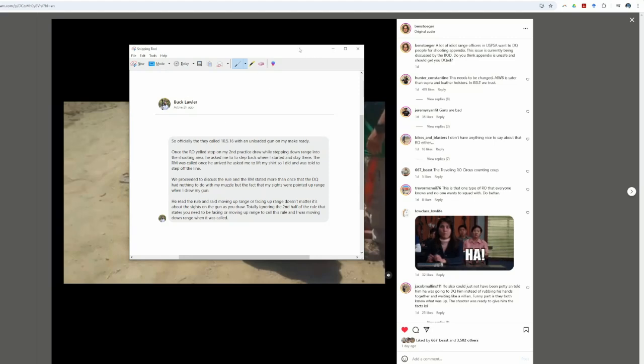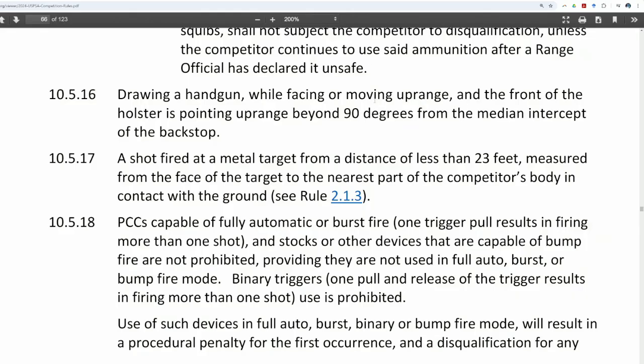All right, so what is Buck talking about? What is everyone talking about when it comes to 10.5.16? So 10.5.16 states, when drawing a gun while facing downrange or moving uprange, and the front of the holster is pointing uprange beyond 90 degrees from the median intercept of the backstop.